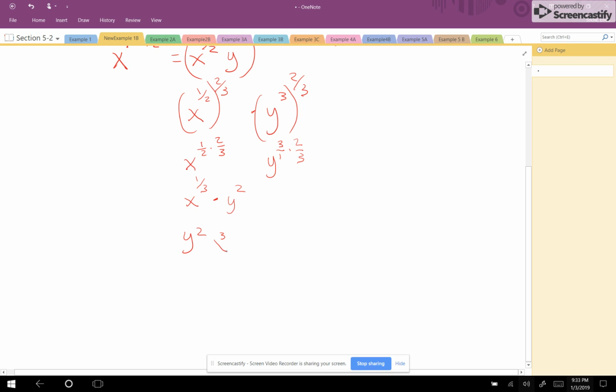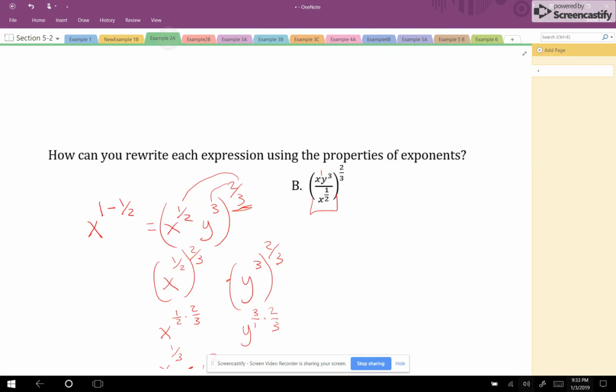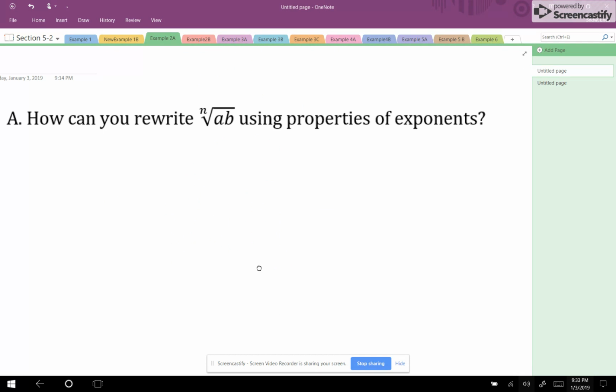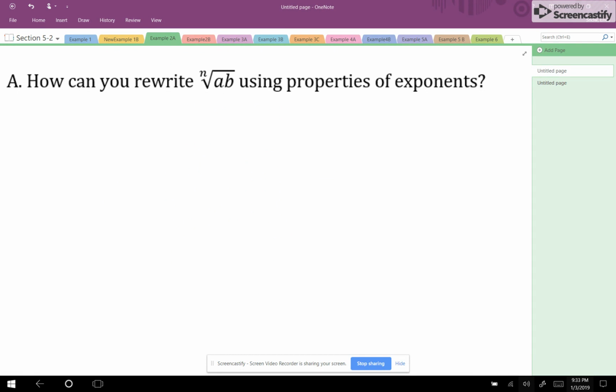And then that x to the 1/3, I'm going to turn back into a radical so that our final answer looks like this. All right, I think I've got enough time on this video that we can go on to 2a because it's a pretty short one. How can we write this using the properties of exponents?